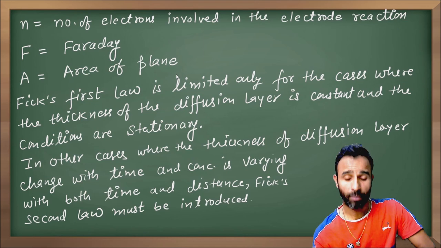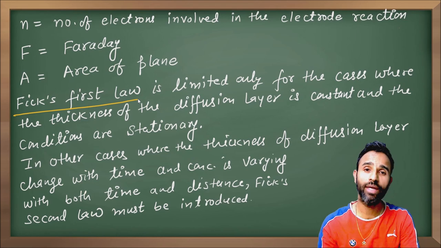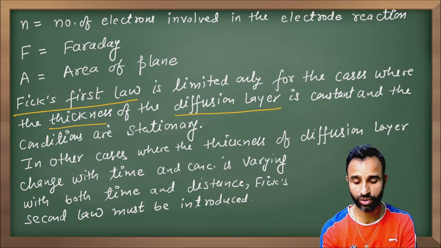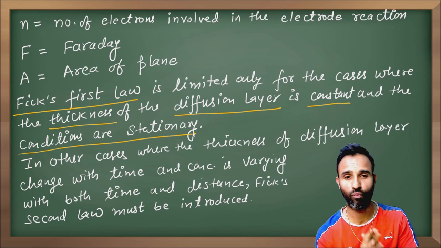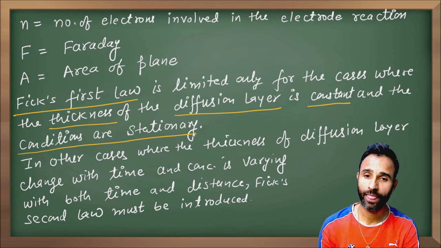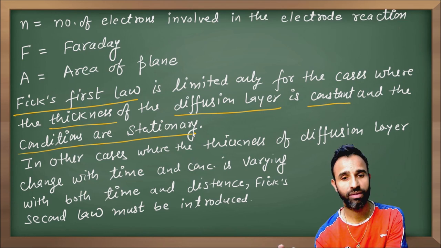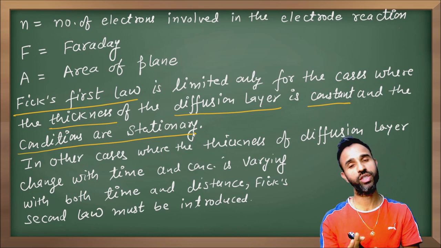It is limited only for the cases where the diffusion layer thickness is constant, and conditions are not changing, they are stationary. Then we can use Fick's first law. But if the thickness of the diffusion layer changes with time, and concentration is also varying with time and distance, then we have to introduce Fick's second law. So we use Fick's second law then.